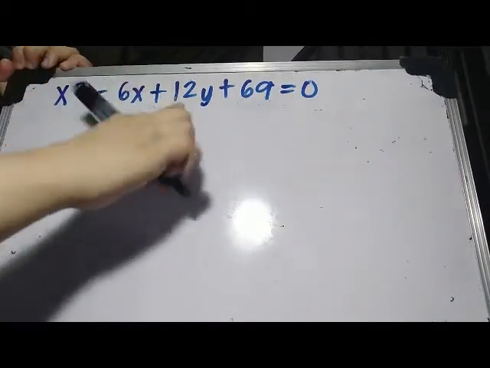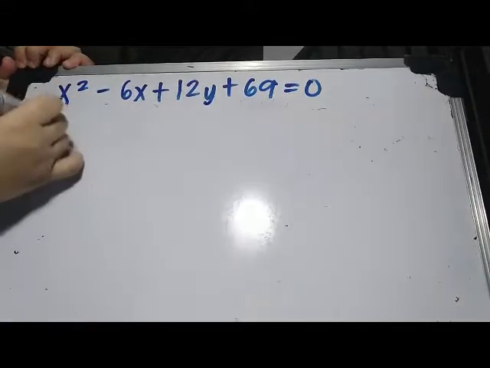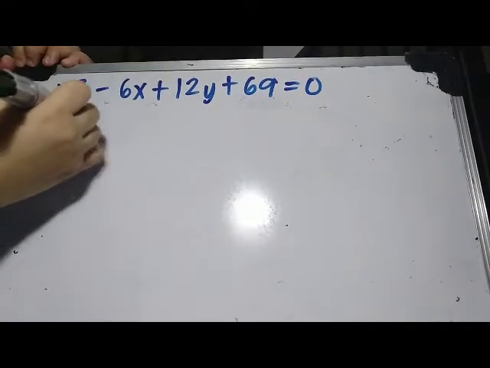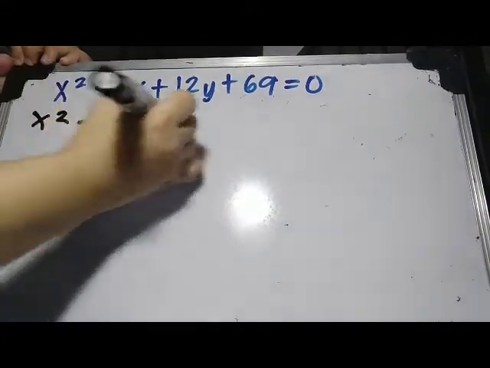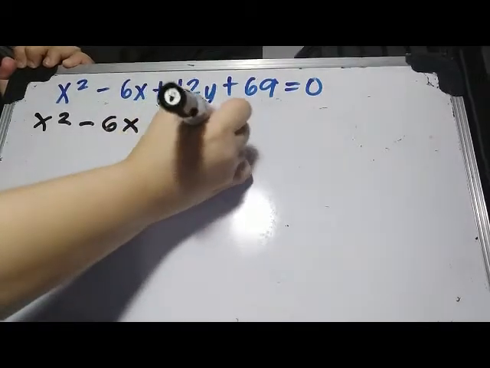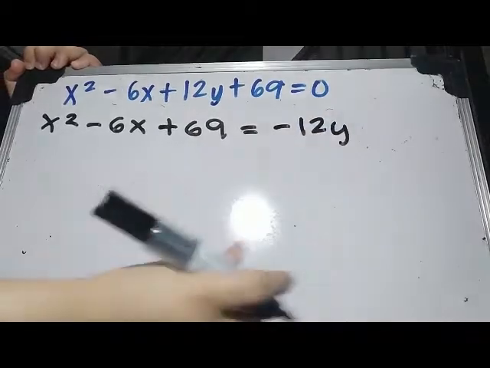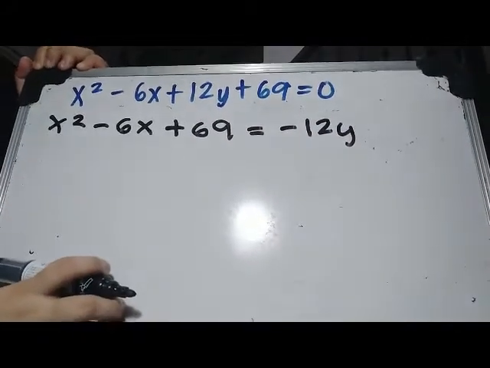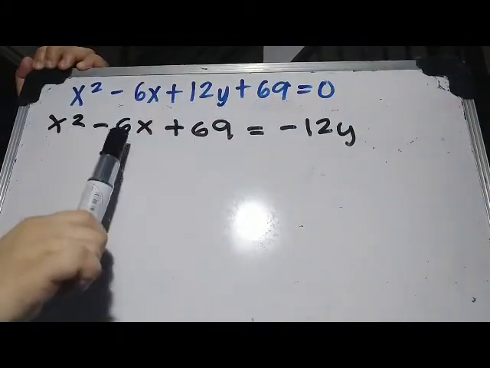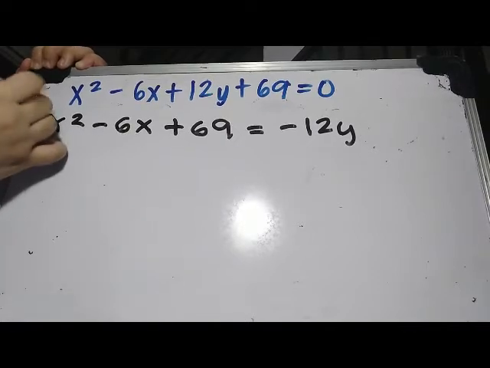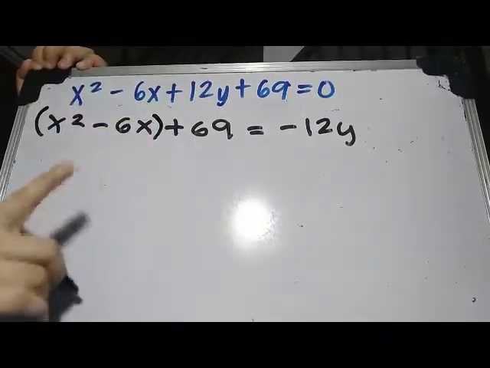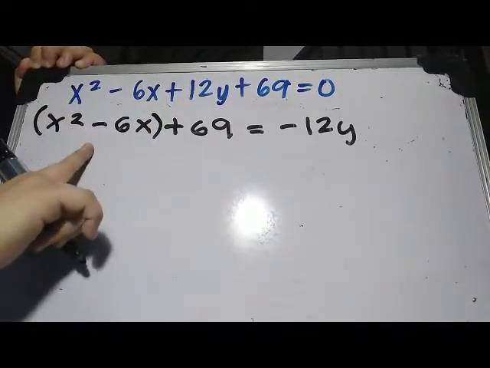So let's transpose it to the other side of the equation. So we'll have x squared minus 6x plus 69 equal to negative 12y. Alright, now we will group these first two terms, x squared minus 6x, because the next step that we need to do is to complete the square of this binomial.